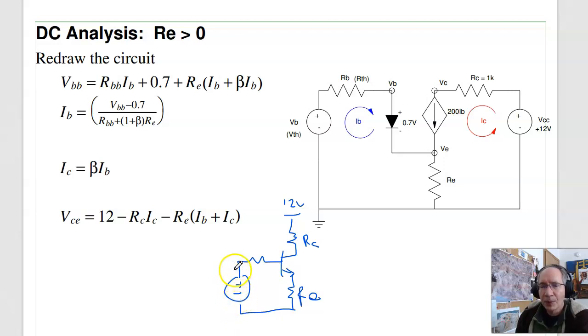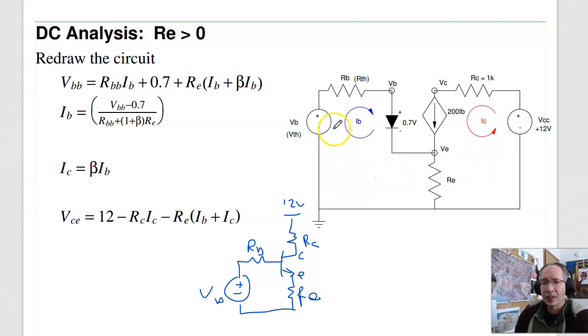At the input, I have your VB, RB, goes to the base. Base goes to emitter through a diode. And now instead of being tied to ground, the emitter goes to ground through RE. Emitter goes to collector through beta IB. Collector goes to VCC through 1K. So there's the circuit.